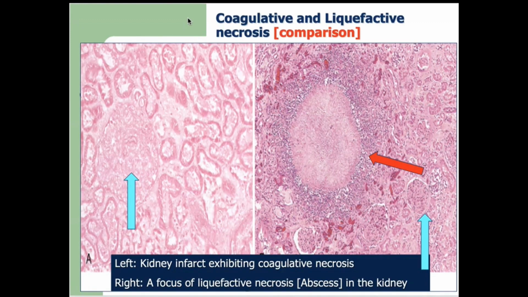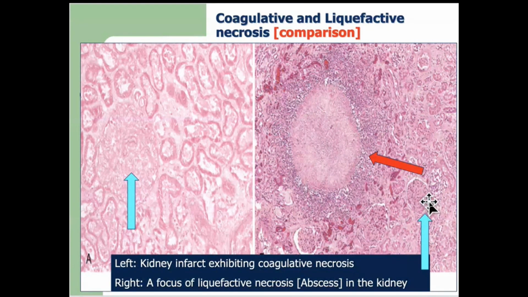This is the comparison of coagulative necrosis and liquefactive necrosis in the same organ. So you can see this was the kidney. You can see the glomerulus here. These are all tubules, but all necrotic. There are no nuclei. They're all necrosis. But still you can say it was kidney.